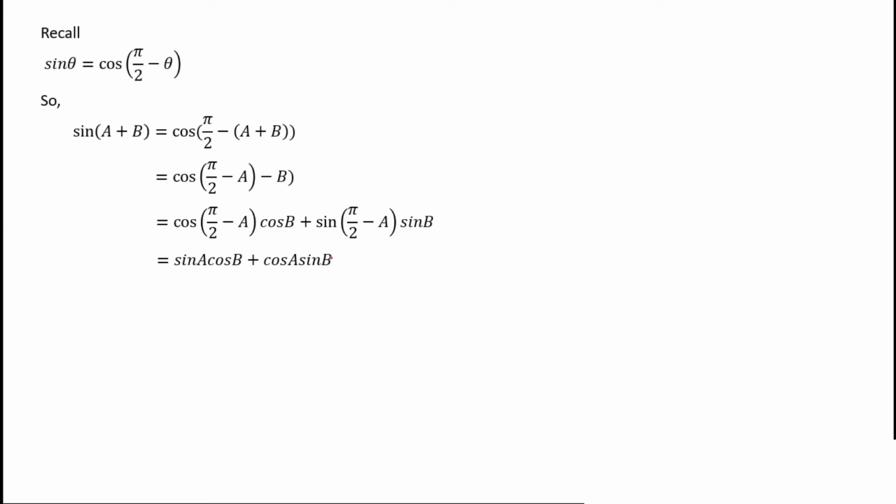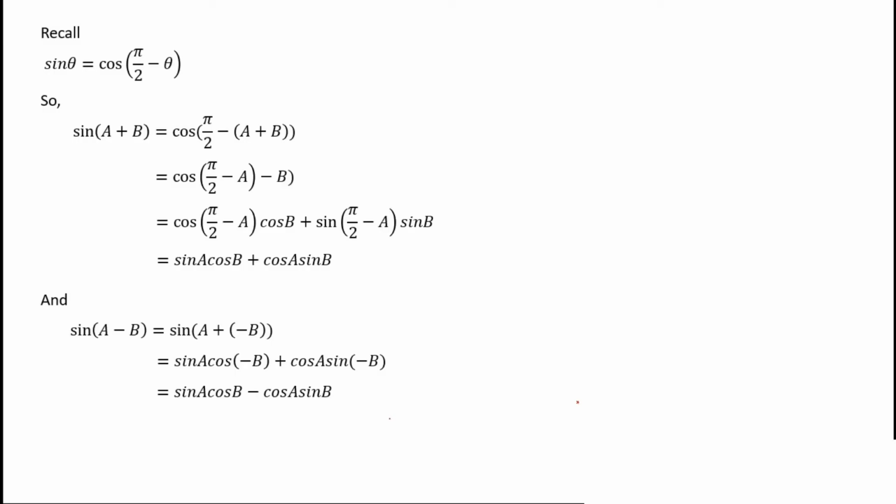This is our third identity. This is the sum of two angles for sine. The sine of two angles added together is the same thing as the sine of the first angle times the cosine of the second angle plus the cosine of the first angle times sine of the second angle. And now that we have this identity, we can do the difference. Sine of A minus B is the same thing as sine of A plus negative B.